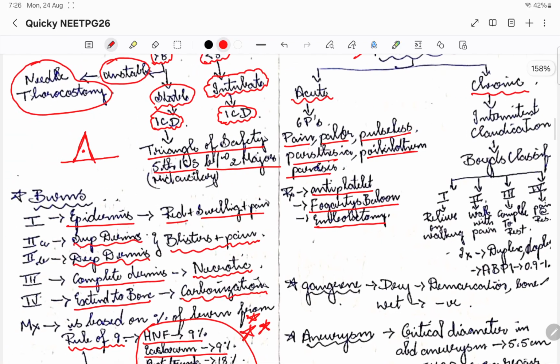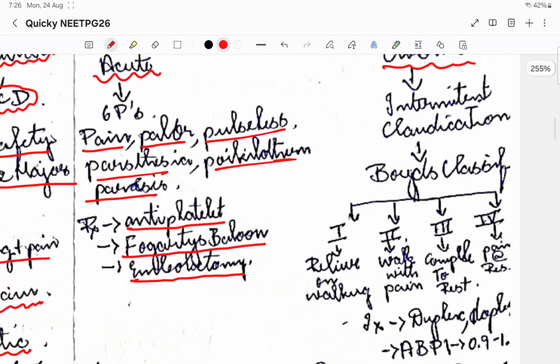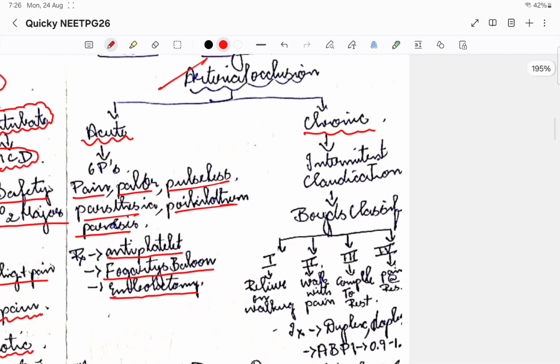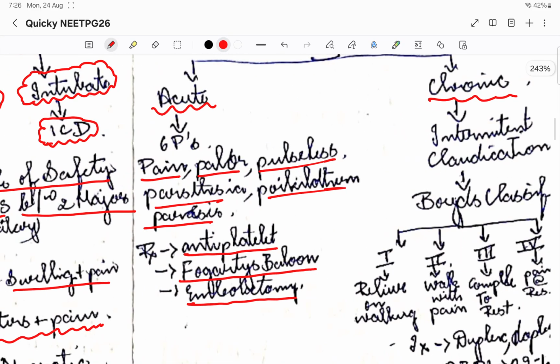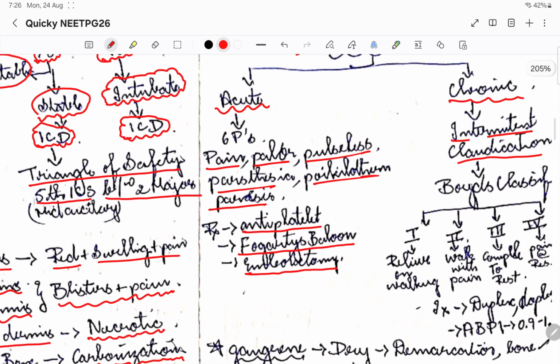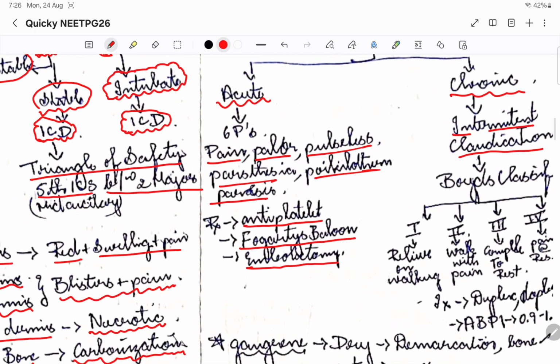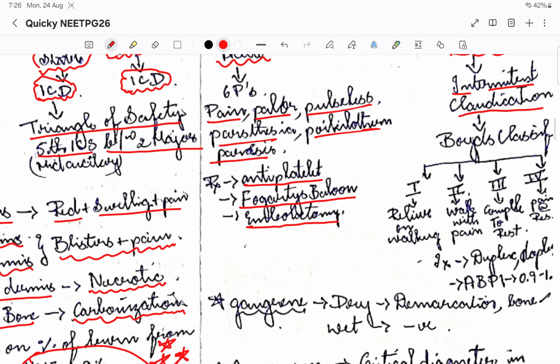Okay, then coming to chronic arterial occlusion. So we know that, right, intermittent claudication, it came in our final year exams though. So this is going to be intermittent claudication. Okay, Boyd's classification is what we use, right? So it is going to be 1, 2, 3, and 4 type of Boyd's classification. So please remember all these things.